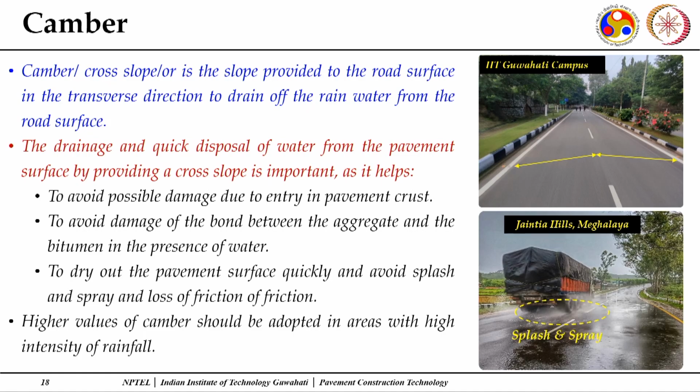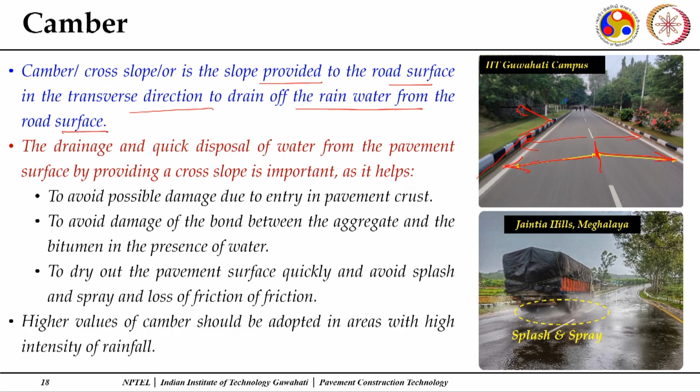Now, one more feature is camber, the slope which you have. Camber or cross slope is the slope provided to the road surface in the transverse direction to drain off rainwater from the road surface. This is a 2 lane road without any median. You can see here this is the slope in this direction, and if this is the center line, then this is the slope in this direction. So, any rainwater which comes over the surface, half of it flows in this direction, half in this direction, this is the drain, and then there should be adequate openings where it is taken to the side trenches. This should be the conventional practice.